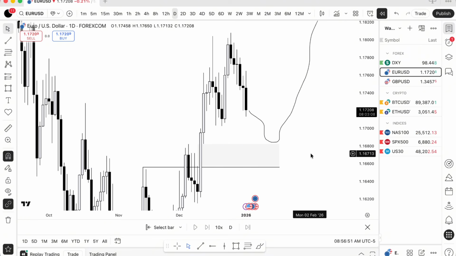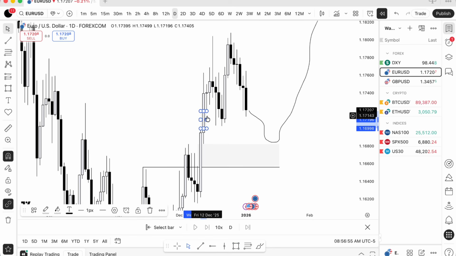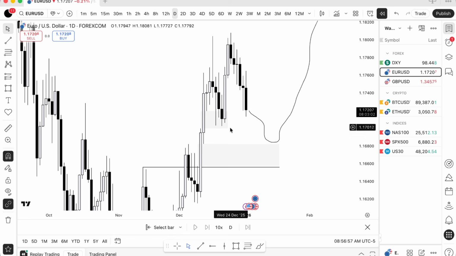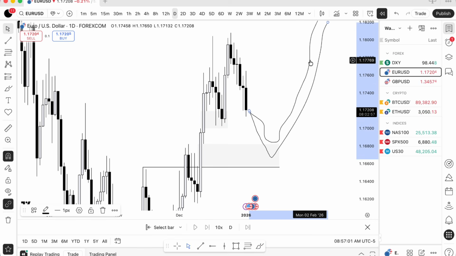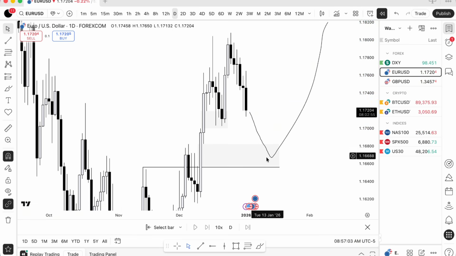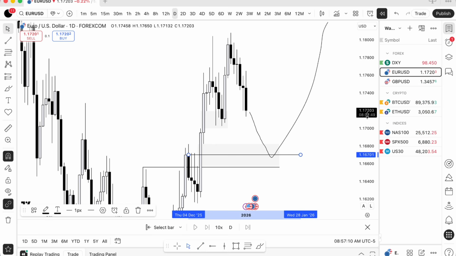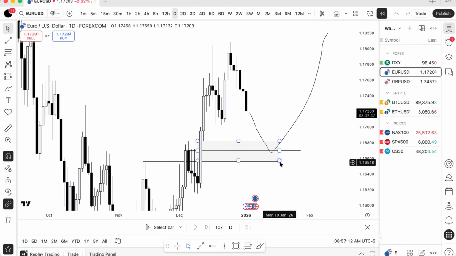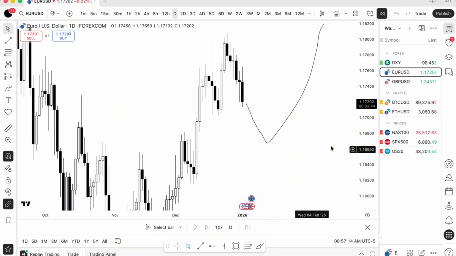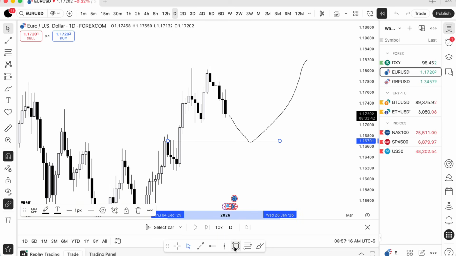is perfectly aligning with intermediate term low right above it. So this is perfect PD array to catch a move up. This one aligning with this. And now I have only one place to wait for move up. This is my key levels.